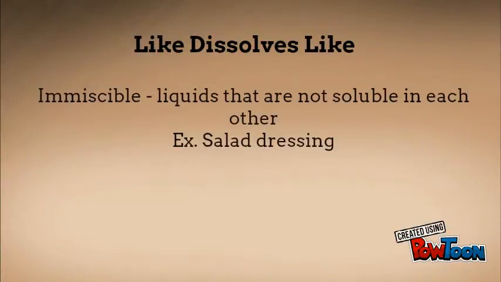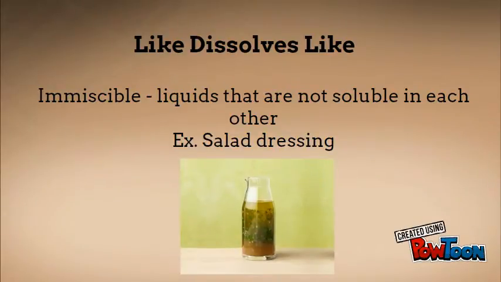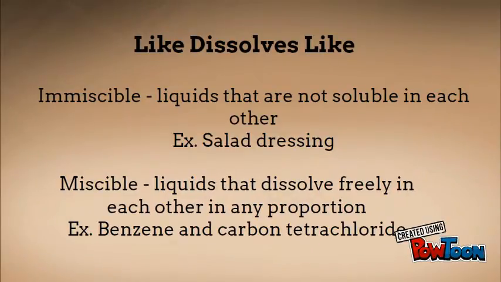Immiscible liquids are liquids that are insoluble in each other. For example, the polar water molecules in salad dressing attract each other and push out oil molecules, preventing the solution from remaining dissolved when left to sit. On the other hand, miscible liquids dissolve freely in each other in any ratio, like benzene and carbon tetrachloride.